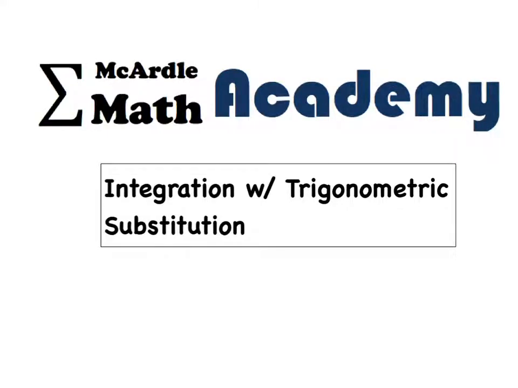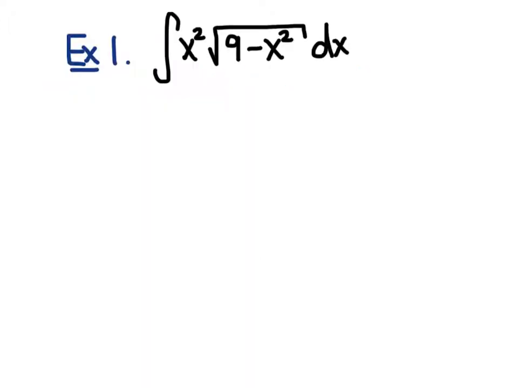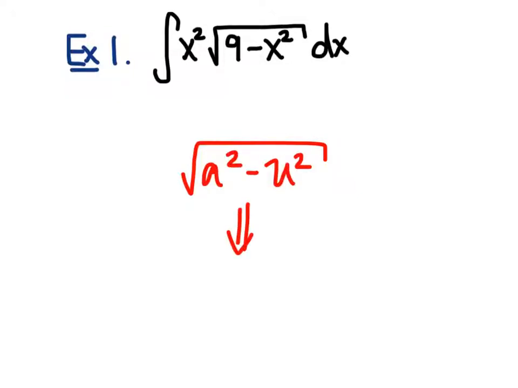Hey everybody, in this little video we're going to talk about an example involving trigonometric substitution. Alright, so here's the integral that we want to solve, and we know that because the integral has the form a squared minus u squared, we're going to use the technique involving a sine substitution.